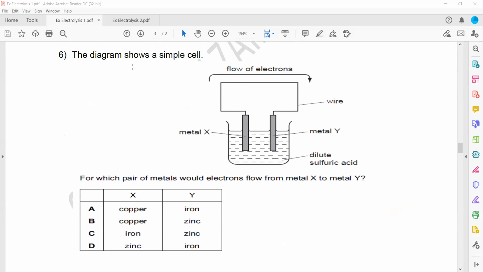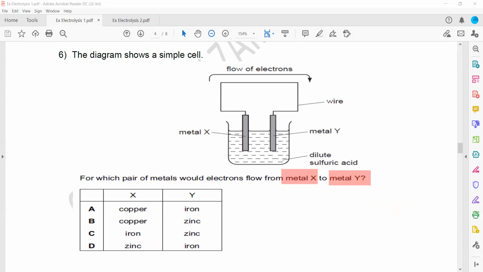Then another question, the diagram shows a simple cell. Which pair of metals would electron flow from metal X to metal Y? So metal X should be more reactive and metal Y should be less reactive, because electron always move in the wire from more reactive to less reactive.